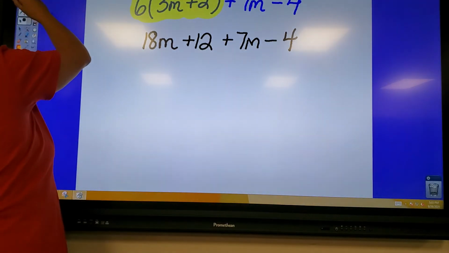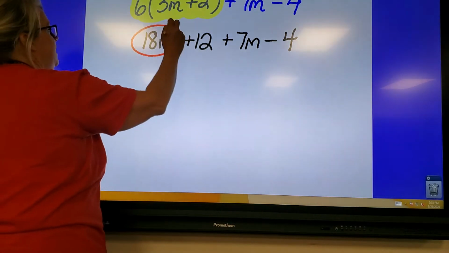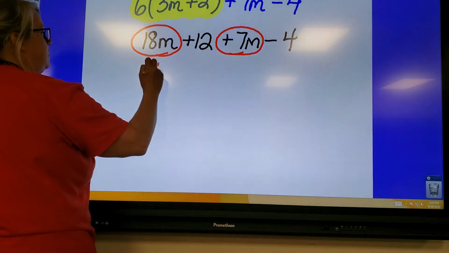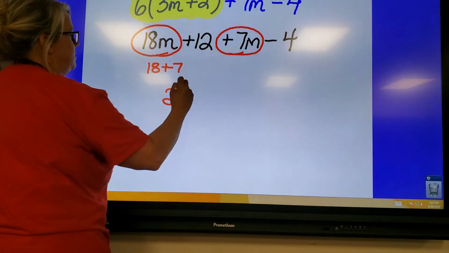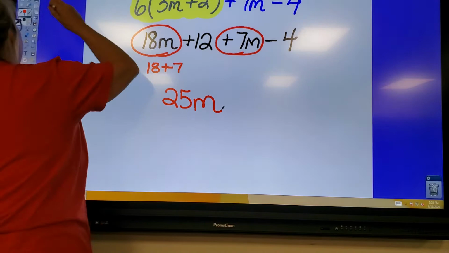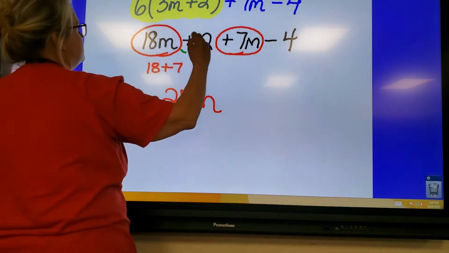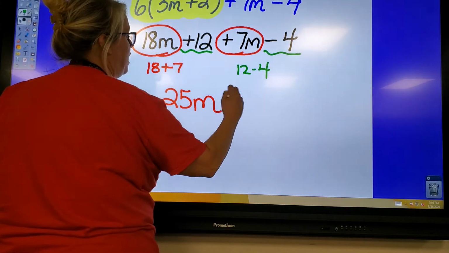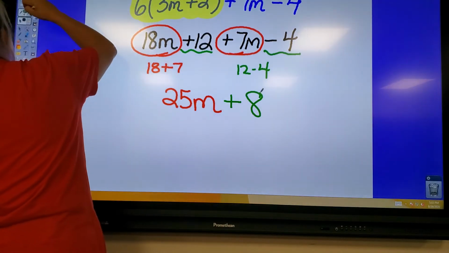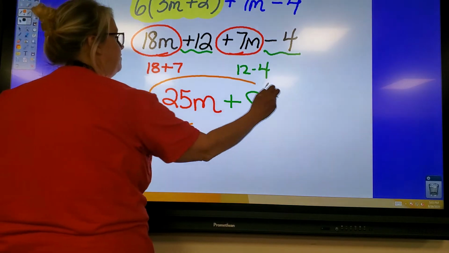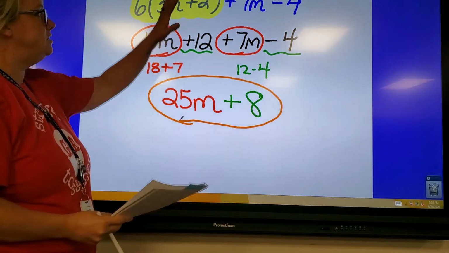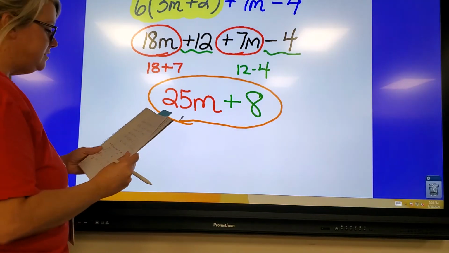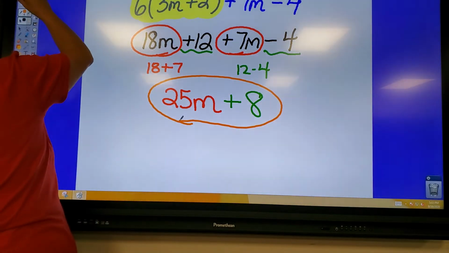So now I want to combine my like terms. I have an 18m. I have a 7m. 18 plus 7. That's going to give me 25m. And then looking at my constants, 12 minus 4, that's going to give me a positive 8. And there's my answer. I am finished. So again, you want to distribute first, and then you combine like terms. Let's do another one that is going to have some negatives in it, okay?